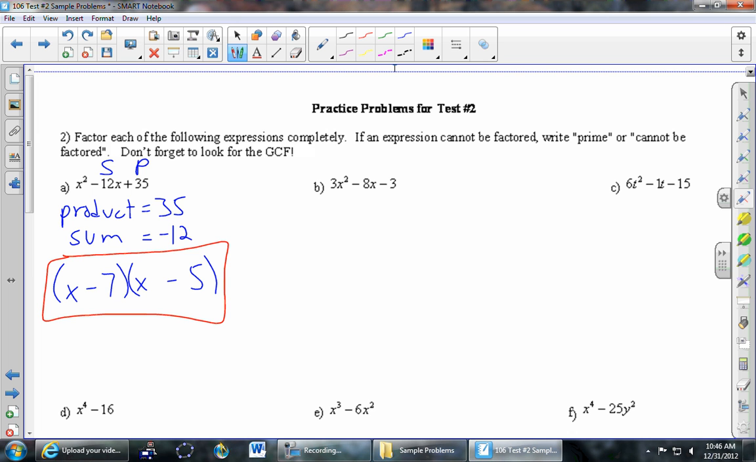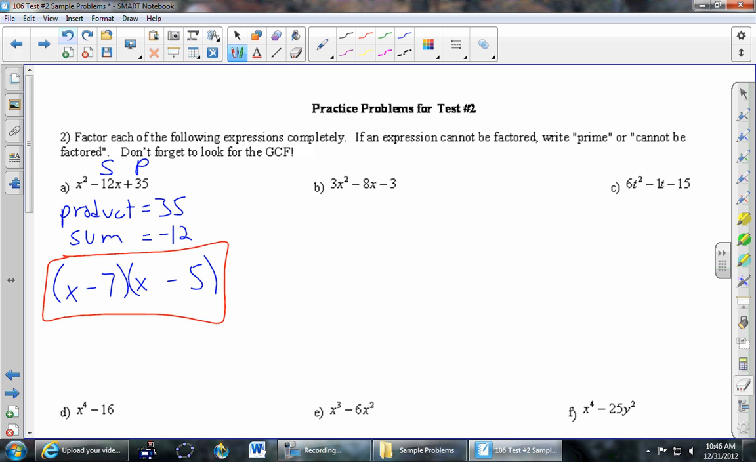Part B, 3x squared minus 8x minus 3. We cannot do the product sum business here because there is a coefficient other than 1 sitting in the front. Product sum is only good when there's a 1 right there in the front. So we've got a different method we need to follow. You're welcome to do trial and error. You're welcome to do the box or rectangle method from the book.